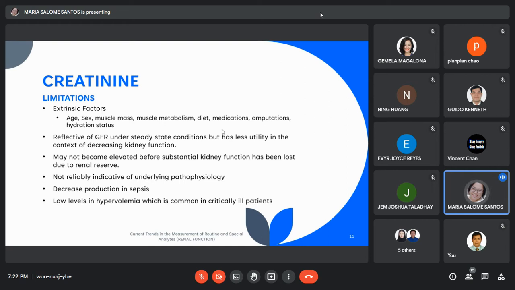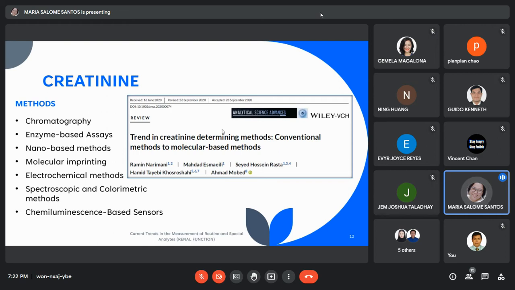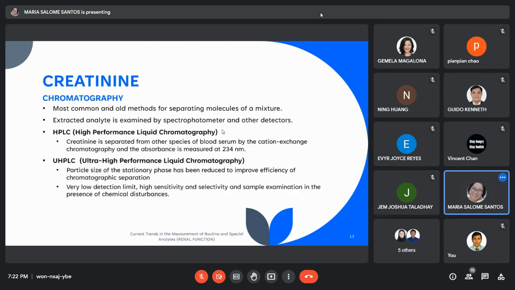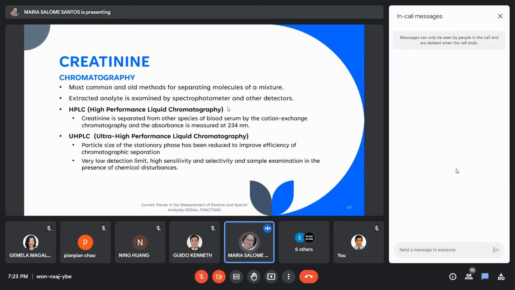critically ill patients. For the methods, discussion will be based on the article Trend in Creatinine Determination Methods, Conventional Methods to Molecular-Based Methods. First is chromatography. Chromatography is the most common and oldest method of separating molecules of a mixture. The extracted analyte is examined by spectrophotometer and other detectors.